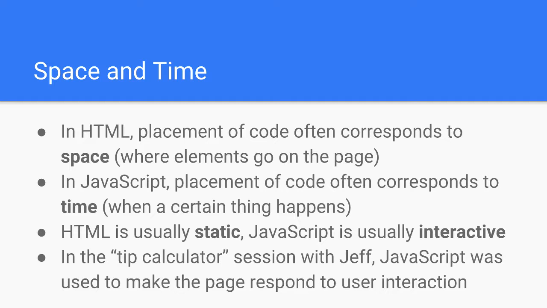And you saw that if you saw that session with Jeff, where he was making the tip calculator on the page, there was all the elements that were placed on the page with HTML, but then there was all this sort of code that was just run, to do this and that. And it was added basically to cause different things to happen in different situations, and that's how you make it interactive, and that's how you change things on the page.